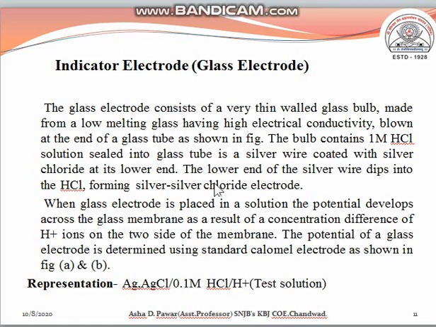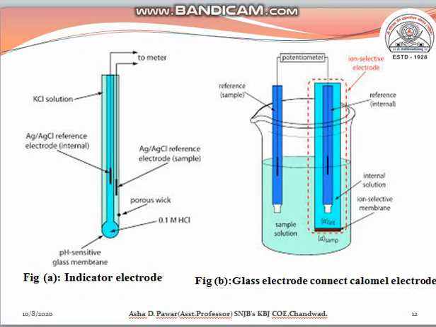So what exactly is the construction, representation and diagram of the glass electrode? Its advantages we study one by one. The glass electrode consists of a very thin walled glass bulb made from low melting glass having high electrical conductivity. See here the diagram: the glass electrode is made from very thin glass having very high electrical conductivity, and there is a glass bulb at the bottom of the glass tube.